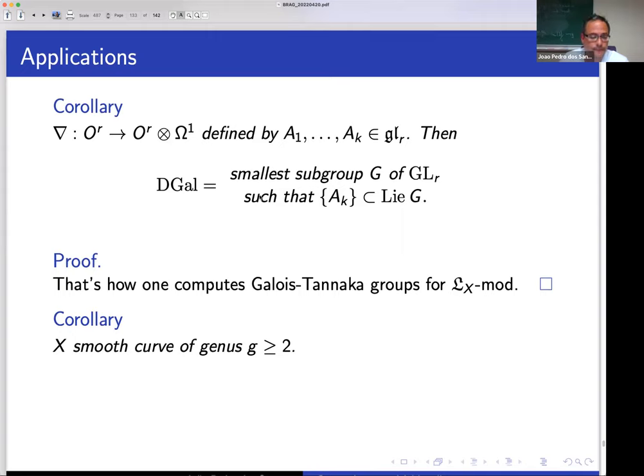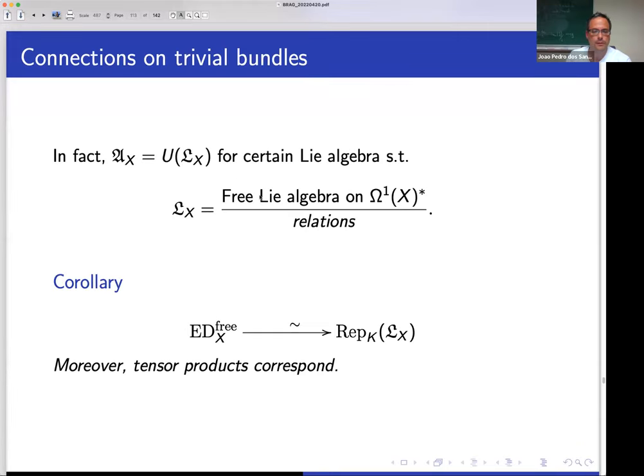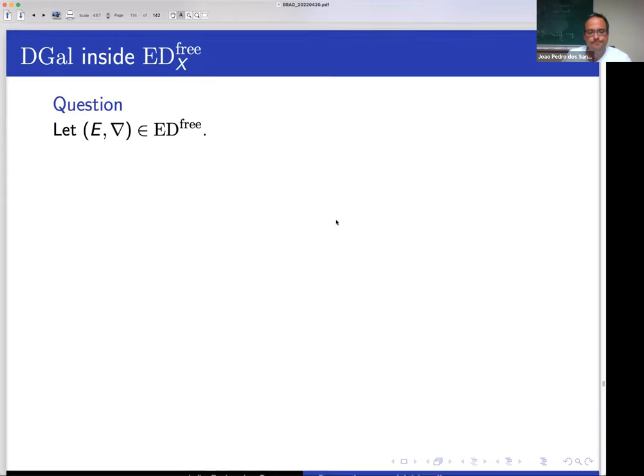A corollary of that is the following. If I take a curve of genus 2, remember that my Lie algebra L_X is constructed from global forms, or the dual of that. In the case of a curve, there will be no relations, because the relations come from the curvature, and on a curve every algebraic connection has zero curvature. This is because there are no global two forms. So problem solved. This is the free Lie algebra.